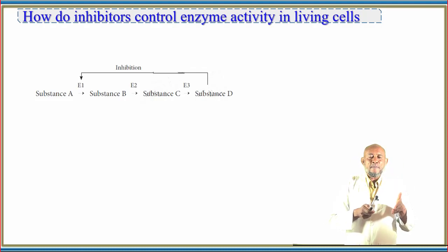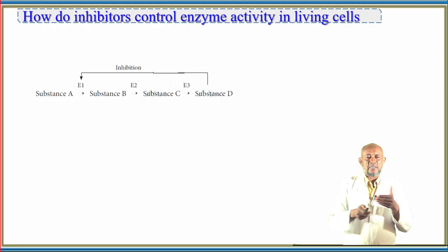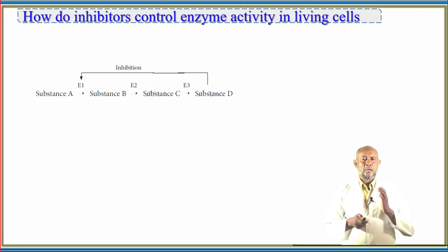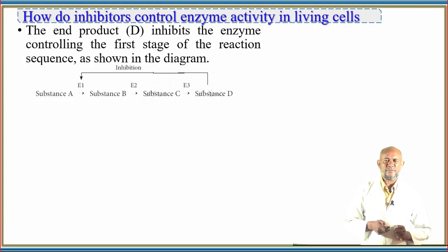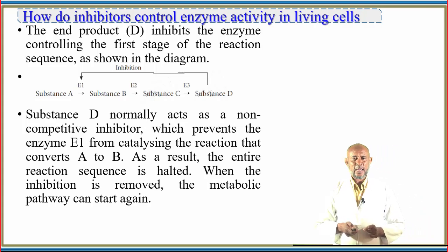Therefore, enzyme one could not proceed and produce substance B. Such kind of termination or control is said to be end product inhibition. The end product D inhibits the enzyme controlling the first stage of the reaction sequence, as shown in the diagram. Substance D normally acts as a non-competitive inhibitor, which prevents the enzyme E1 from catalyzing the reaction, okay, that converts A to B. As a result, the entire reaction sequence is halted or stopped.